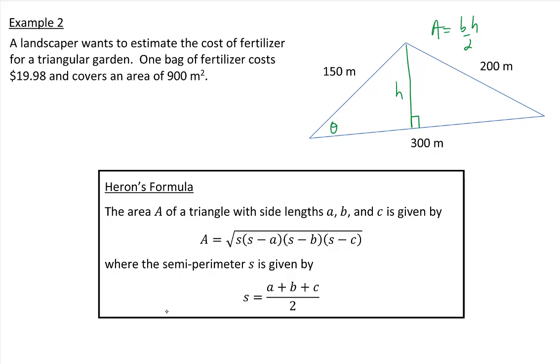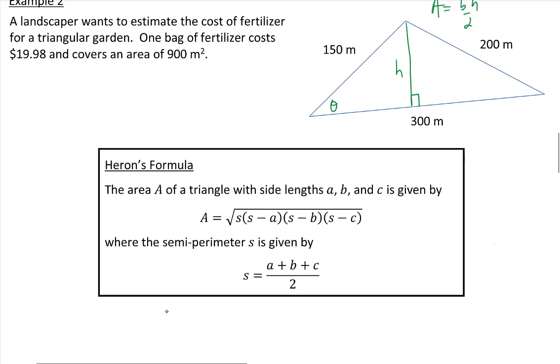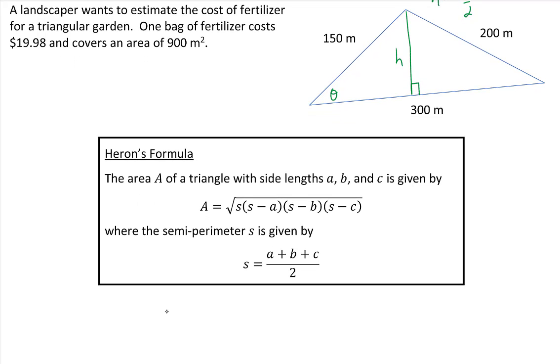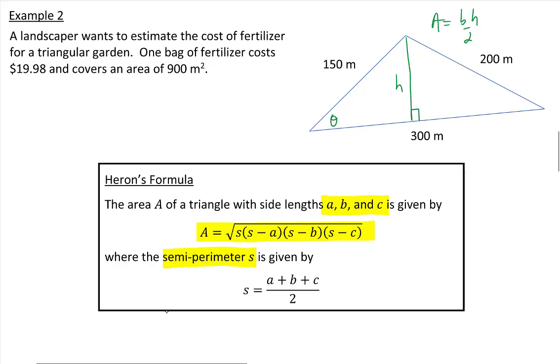Another way to find the area of a triangle is to use what's called Heron's formula. And Heron's formula states that the area of a triangle is equal to the square root of S, which is the semi-perimeter, times S minus A, times S minus B, times S minus C, where A, B, and C are the sides of the triangle. So let's use this formula to see what we end up with.